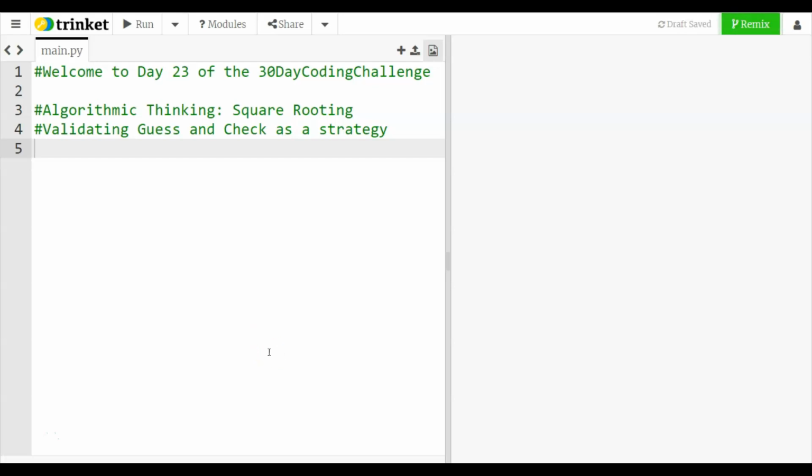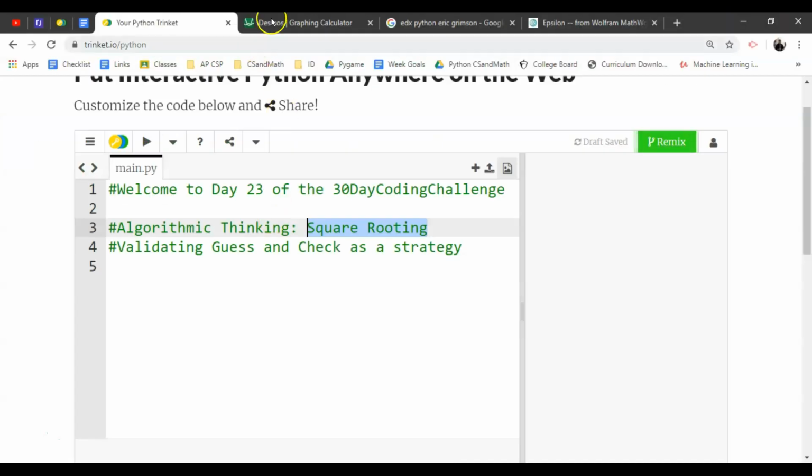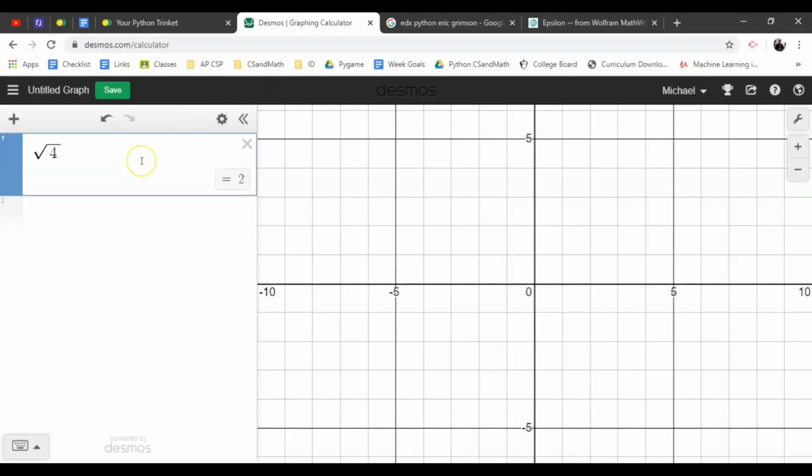And today I wanted to talk about algorithmic thinking as one of the pillars of computational thinking, and we're going to analyze the square rooting algorithm. This particular algorithm is going to use a guess and check strategy, and really it's one thing I always wondered about when I was using calculators when I was young. I understood a lot of this stuff, mental math, but how could I do this without a calculator, right?